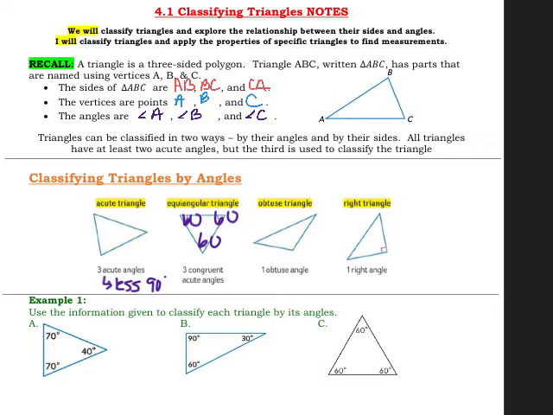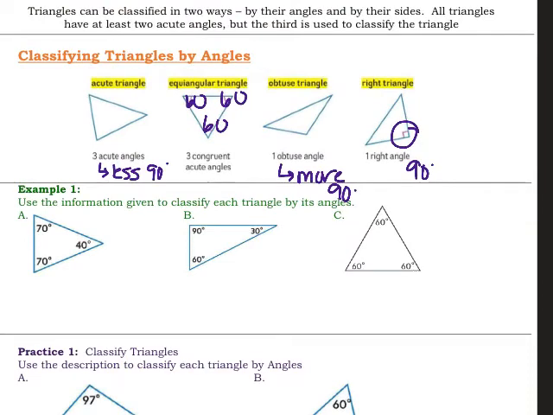Obtuse. What does it mean to be obtuse? It's more than 90. One angle would be more than 90. So the last one, a right triangle, means that one angle has to be exactly 90 degrees. Okay? So we're just going to review by identifying your triangles based on the angles. So you look at the first one, example 1A, and you go through your list. Are they all less than 90? Yes. Automatically, that becomes an acute triangle. So let's go ahead and write acute triangle.